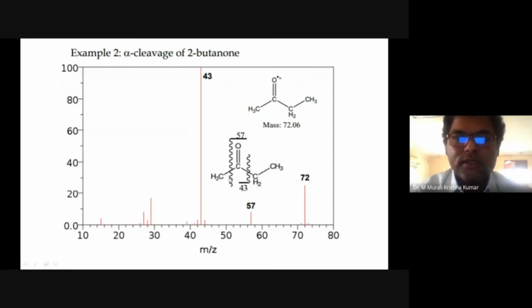To summarize, if you have fragmentation by removal of a methyl free radical, you will get the ion 72. 72 is the mass ion. If you remove this fragment, ion 57 is going to come. If you fragment over here and remove an ethyl free radical, you will get 43. That is the base peak. So in case of ketones, alpha bond cleavage happens on either side. Please remember this one.